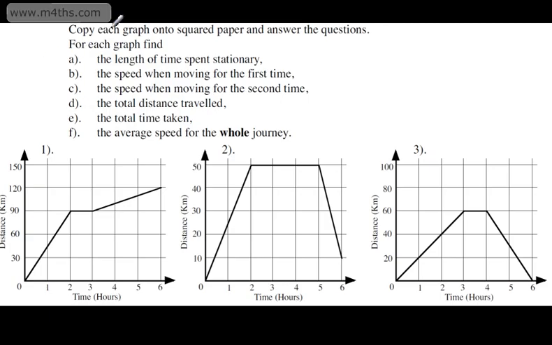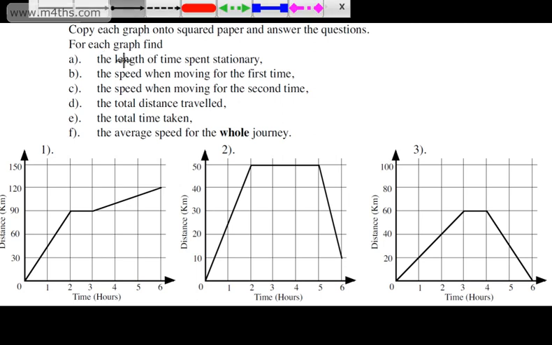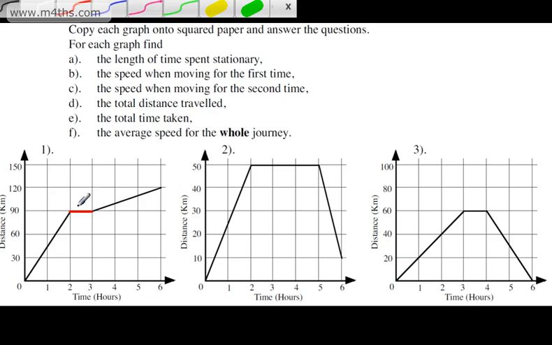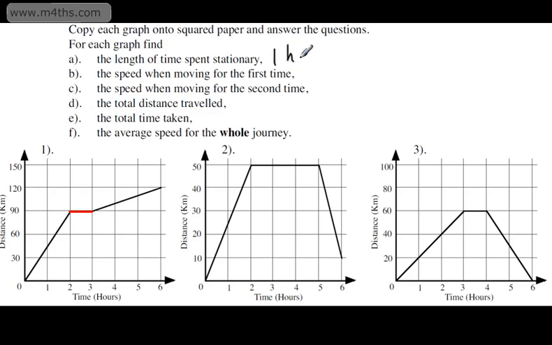In this one, it says copy each graph onto square paper and answer the questions. For each graph, find A, the length of time spent stationary. So we know with the stationary points now, what we're going to have is a flat line. It's a horizontal line. So let's start with graph number 1. We can see from here that that is going to be from 2 to 3, so we can say that this is going to be 1 hour. So I'm starting out with graph A. That's going to be 1 hour.